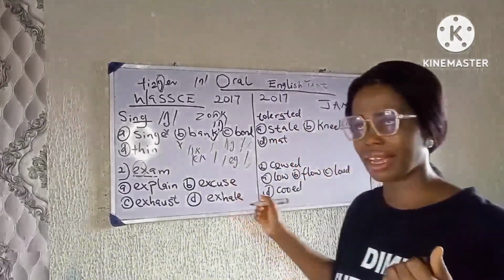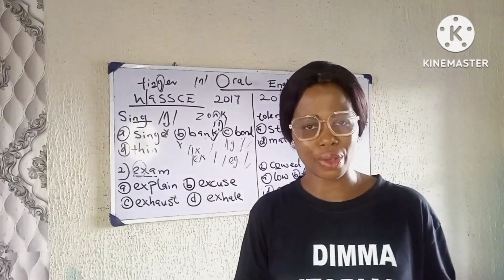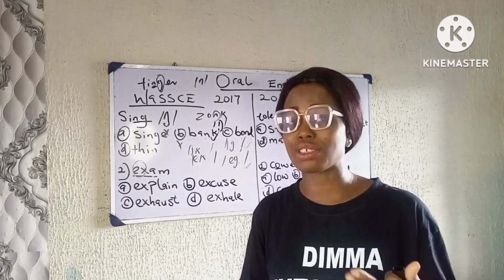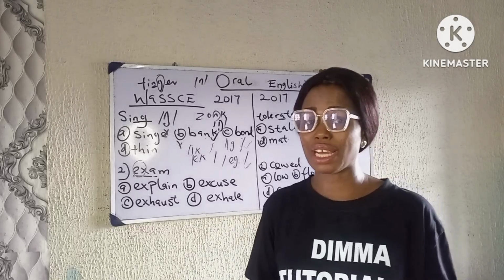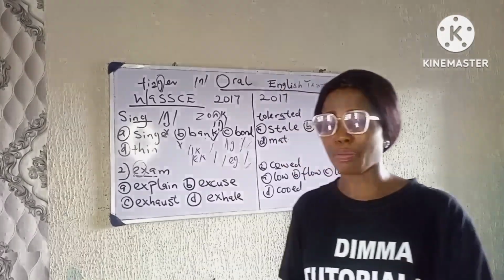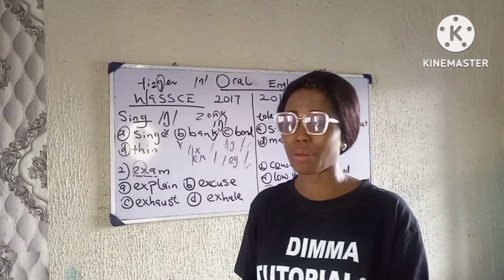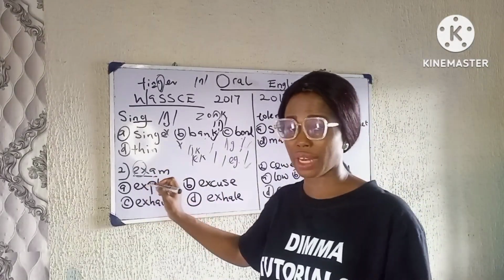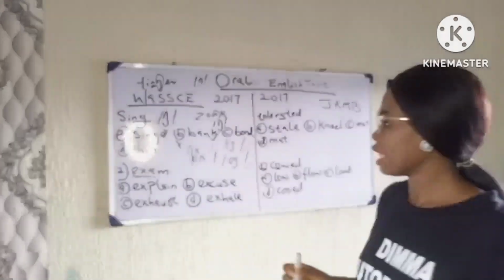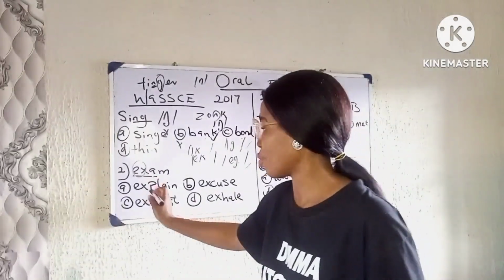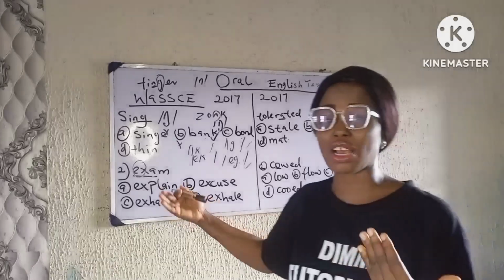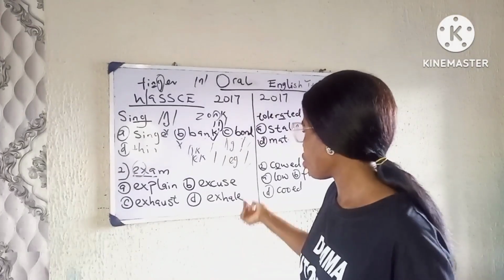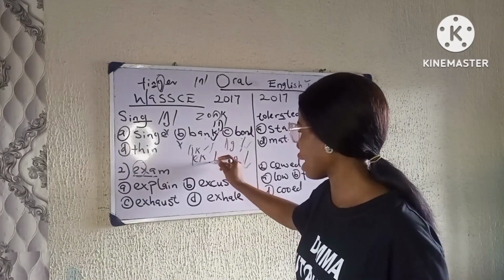Now, a word like example. The e is pronounced ig. Example, or example. The letter e is pronounced ig or egg. Now, when you have ex at the beginning of a word and the sound that follows it is a consonant sound, you're going to pronounce the e as ik or ek.